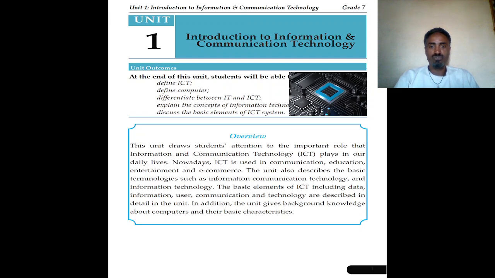Nowadays, ICT is used in communication. It is used in education. It is used in entertainment and e-commerce. Nowadays, information and communication technology is used in communication. Now, the subject matter is given as one subject in education. We use it also here in education. In case of communication, we use ICT.